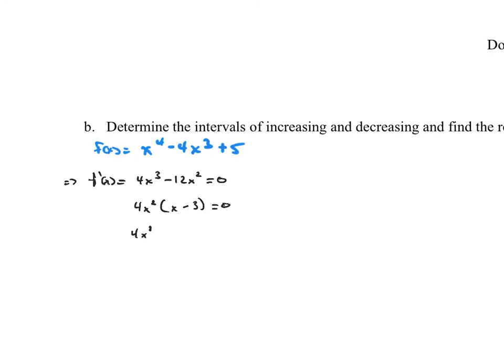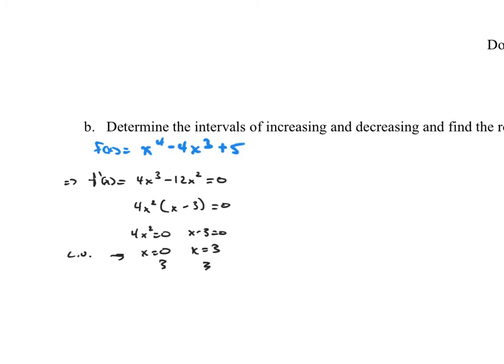Set each of the factors equal to 0. 4x squared equal to 0. Divide by 4 and take the square root would give me x equals 0. x minus 3 equals 0. Add 3 to both sides would give me x equals 3. So these right here are my critical values because they are in the domain of the original function. Again, the original function being a polynomial, it's defined at every single point.